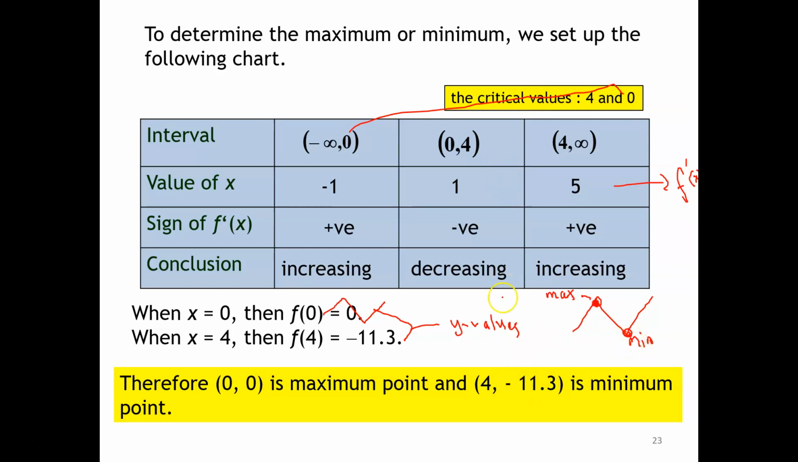Because this starts from 4, right? Its x value is 4. Meaning it is here. This one is the minimum. This one is 0, 0, it is in front here. Okay. So this is how you find your maximum and minimum point, and also your increasing or decreasing interval.